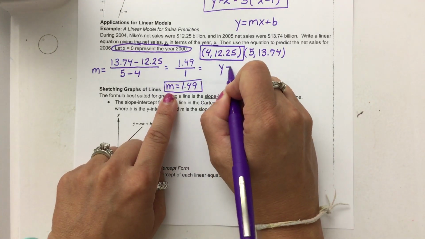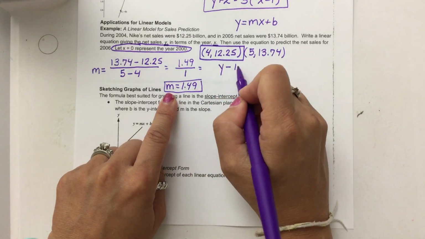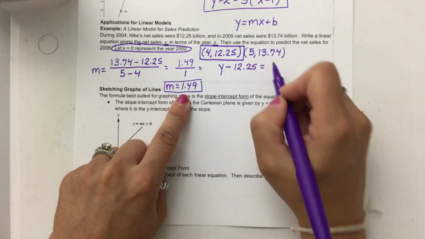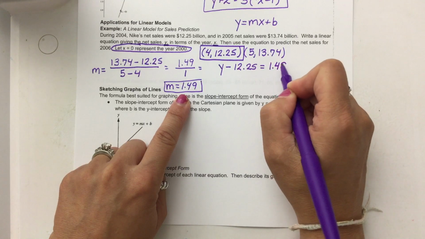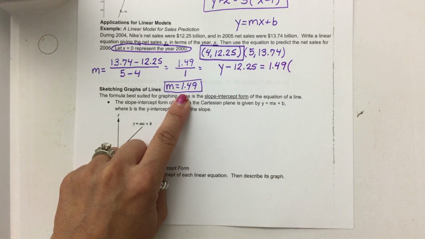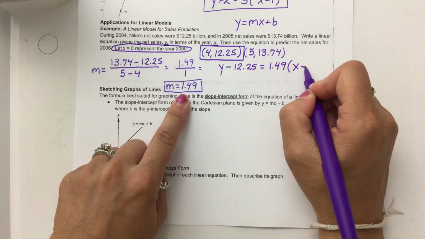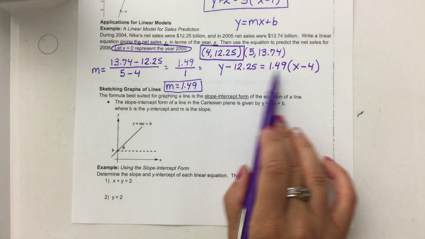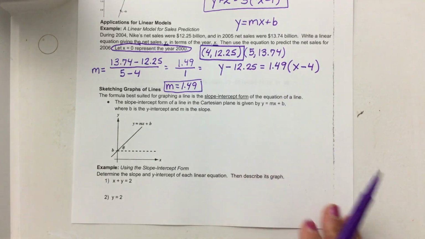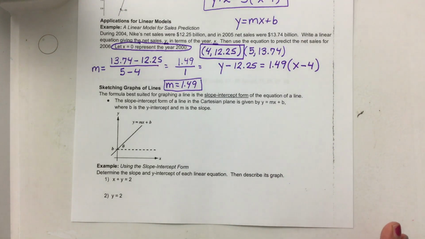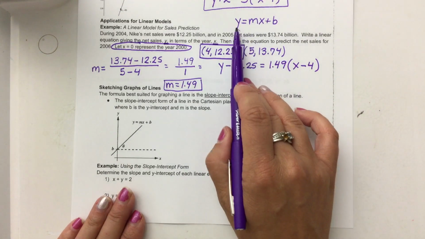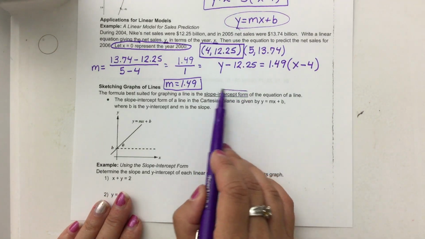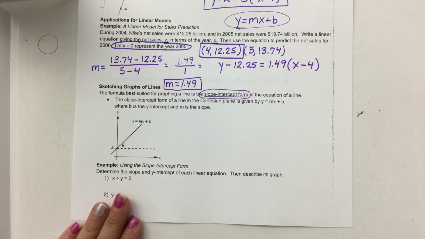So y minus the y from the ordered pair I selected, 12.25, equals m. M is my slope that we calculated, 1.49, times x minus the x value, that's a 4. Okay, now this is point slope form. We want to have an equation that we can make a prediction with. So what I want to do is convert it to y equals mx plus b, which is called slope-intercept form.